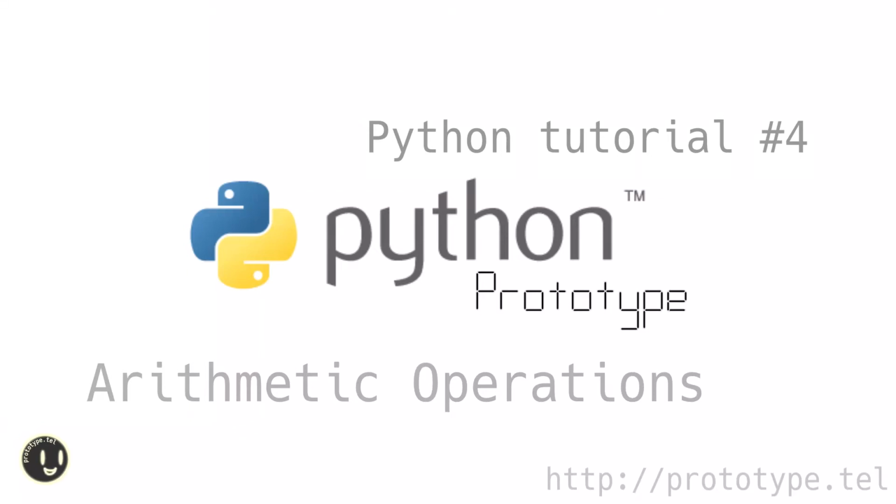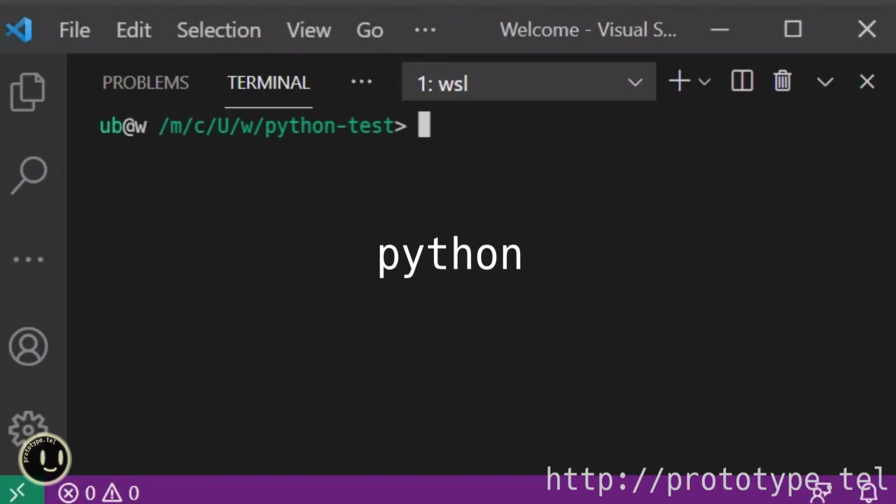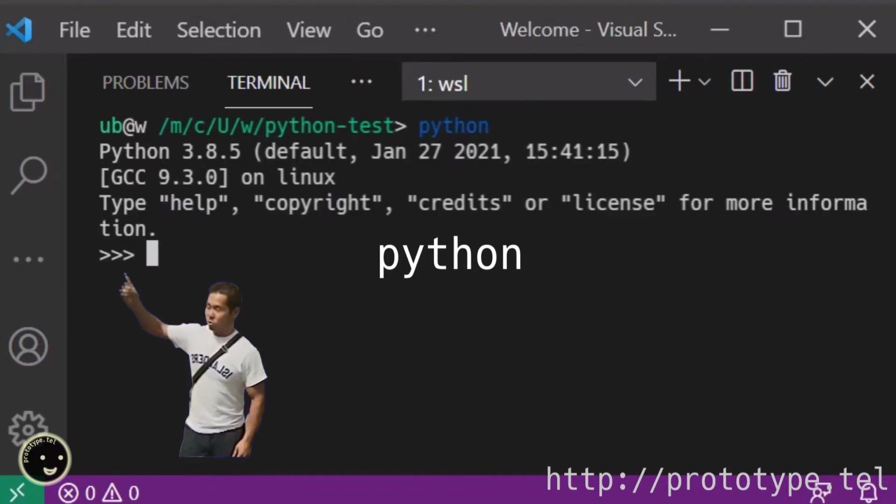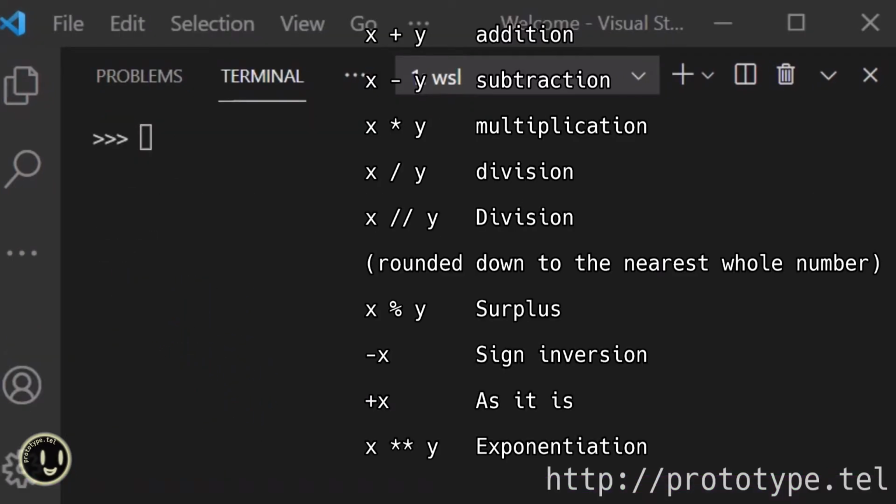Explain the arithmetic operations of Python. Type python in the shell. The terminal prompt changes to greater than. The main arithmetic operations are addition, subtraction, multiplication, and division.